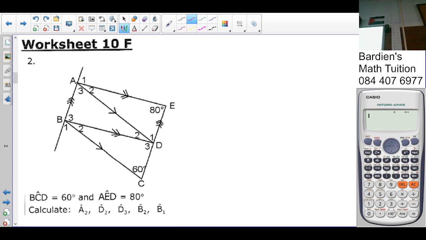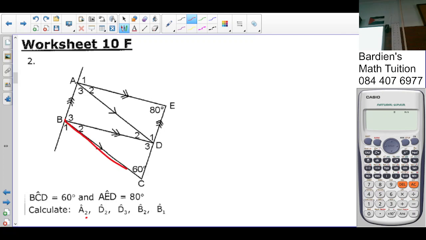I found... Okay, let's first read what this is. BCD is 60 degrees. Then AED is 80 degrees. You must calculate A2, right? Let's start with A2. Go for it. I calculated D1 before I went to A2. You did D1 first. No problem. So D1 is? I said angle D1 is equal to 60.